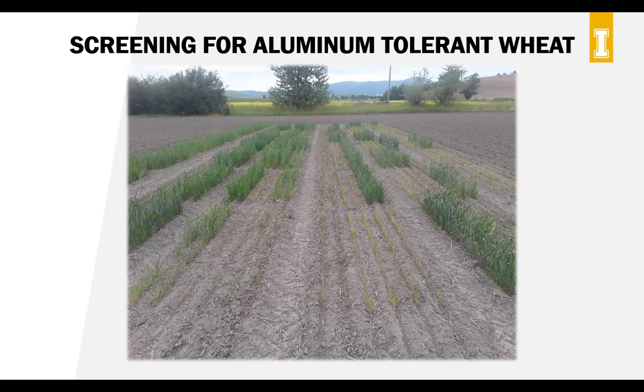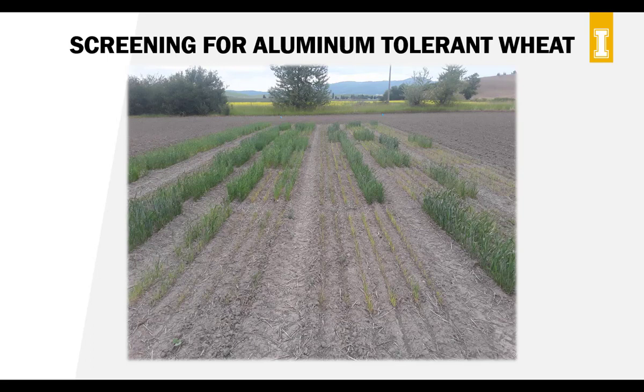This is a photo of a screening site over at our Parker Plant Sciences farm just east of Moscow. We've got a corner of that farm where the pH is about 4 to 4.4 in the top 6 inches. That is really acidic. I mentioned before, if we start getting above 5, 10, 50 parts per million, we can start seeing some levels of toxicity. This particular field has over 300 parts per million KCl extractable aluminum, so it's very acutely acidic.